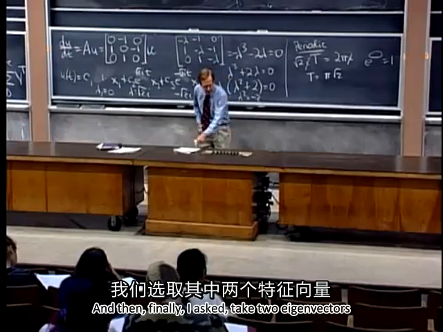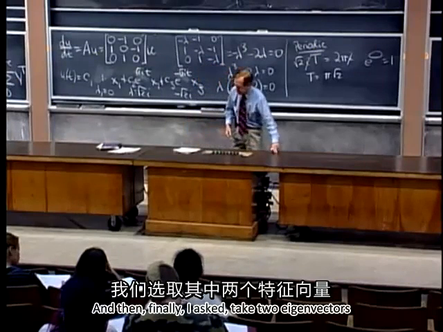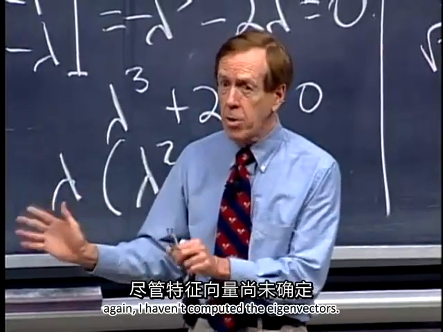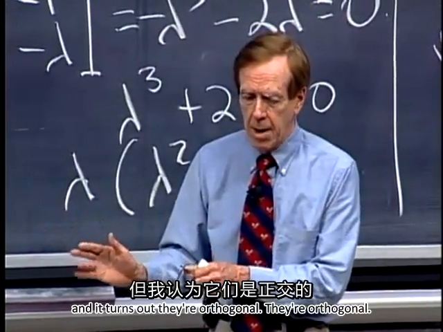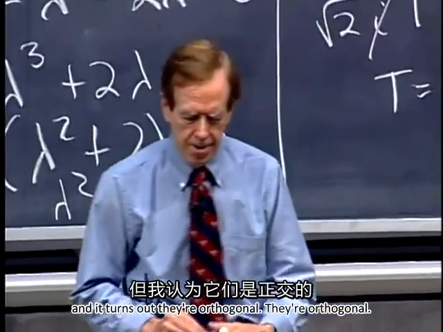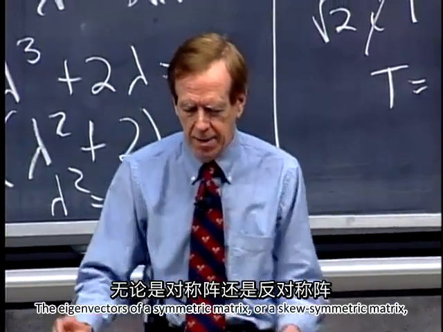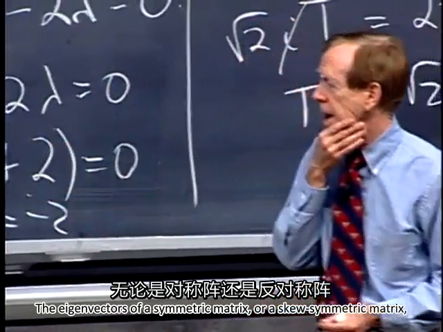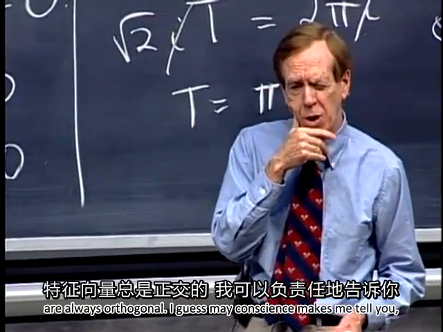Okay. And then finally I ask, take 2 eigenvectors. Again, I haven't computed the eigenvectors, and it turns out they're orthogonal. The eigenvectors of a symmetric matrix or a skew-symmetric matrix are always orthogonal.